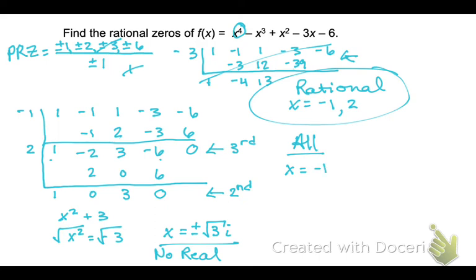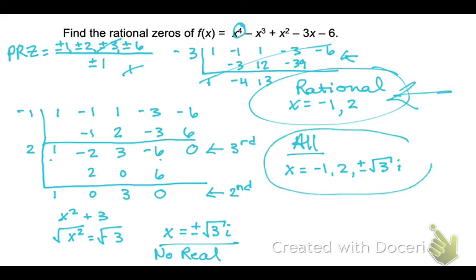I'd write negative 1 and 2, and plus or minus the square root of 3i. Okay, so do you need to pay attention to what I'm asking for? Real or rational gets you this, correct? All of them get you that.